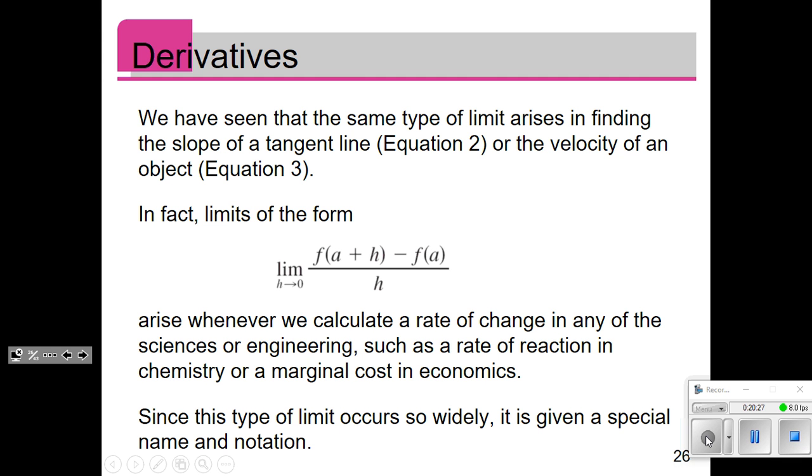So it says, we have seen that the same type of limit arises in finding the slope of a tangent line or the velocity of an object. In fact, limits of this form arise whenever we calculate a rate of change in any of the sciences or engineering, such as a rate of reaction in chemistry or a marginal cost in economics. Any rate of change is essentially slope. Back in algebra 1 or 2, we calculated rate of change, and it was essentially slope. Well, what they're saying is that's essentially a derivative. Okay?